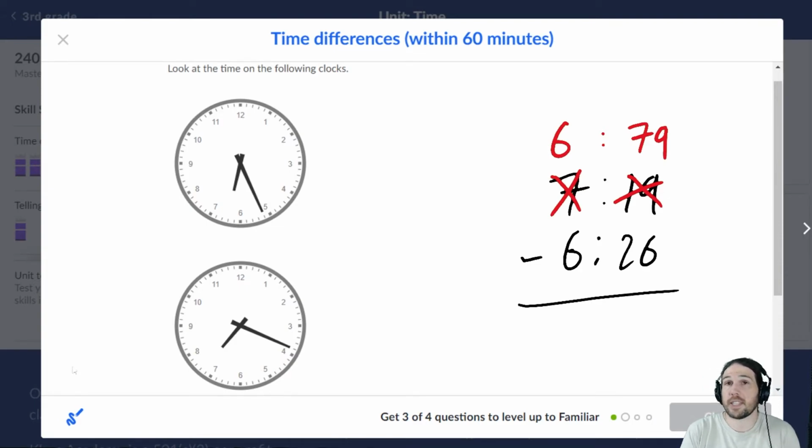I don't know if this is the way that Khan Academy has in mind for doing this. This is the way I think about it. The hours cancel out as usual, 6 minus 6, that's fine. Let's see.